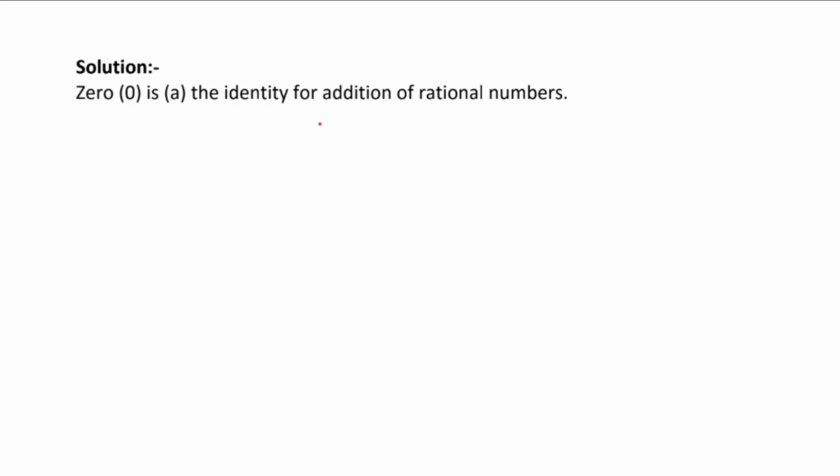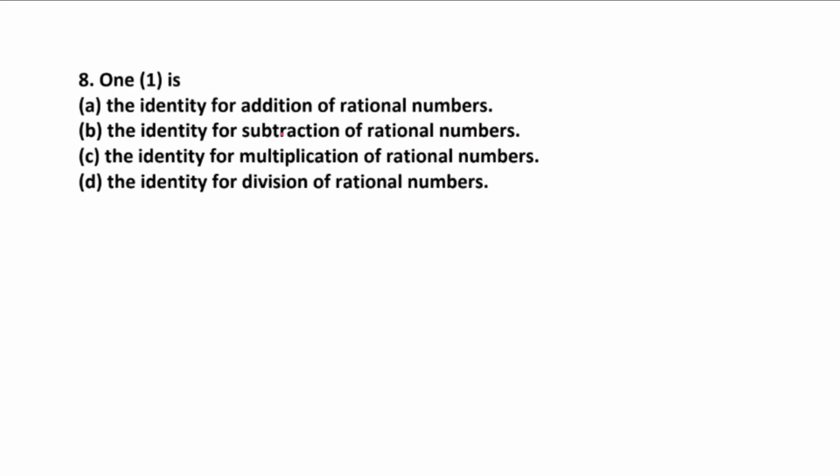Pause. Resume. Now you read this question and solve the problem. Pause. Resume. Now let us solve this. 1 is the identity for addition of rational numbers? No, because when you add 1 to a number, the number is changed. It is no more A. For example, 5 by 2 plus 1 is not equal to 5 by 2. It is something greater than 5 by 2. So this is not correct.